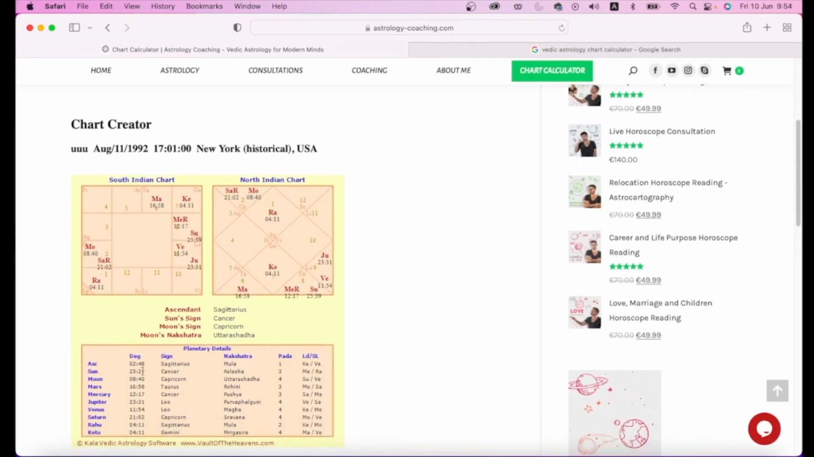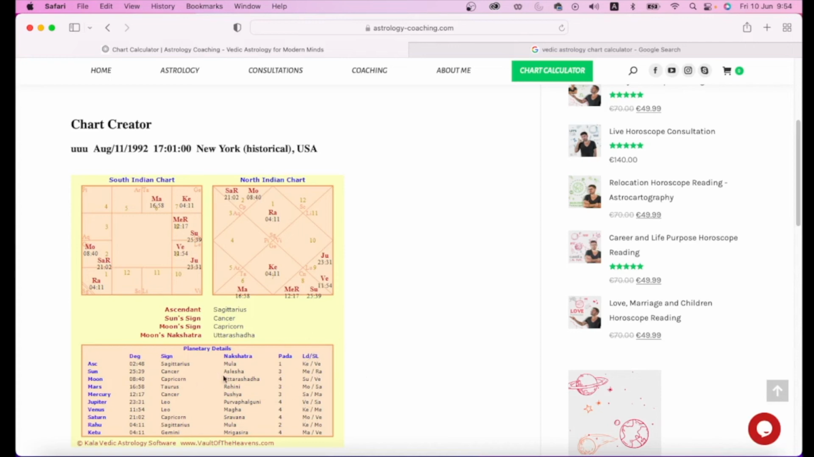And here you can find detailed information about the planets. You can see the moon nakshatra is very important in Vedic astrology. This is your natal. This is one of the most important nakshatras that describes you. Ascendant, you can see the planets, the degrees, the sign, the nakshatra here, the pada of the nakshatra, and the lord of the nakshatra here, and the lord of the pada.